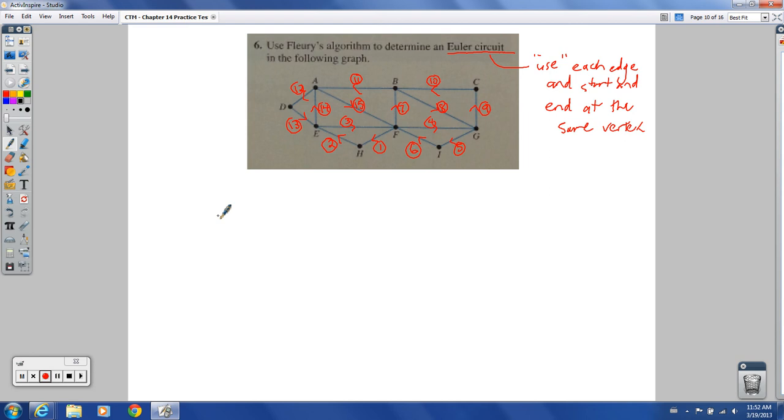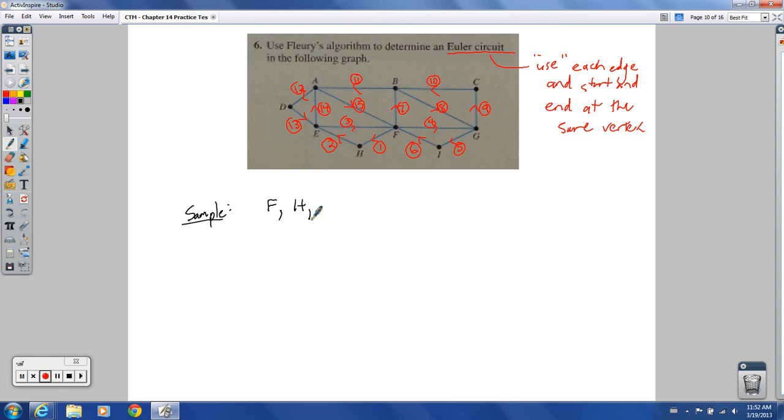And let me just put them in the order that I went in. So this is a sample answer. This is not the only answer. Your book has a different possibility. And you might come up with a different possibility yourself as well. So this is one way that will work.